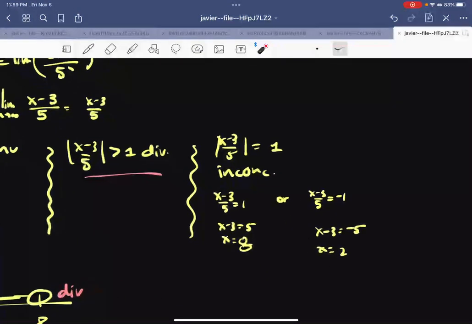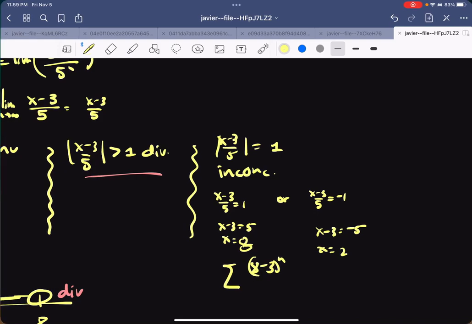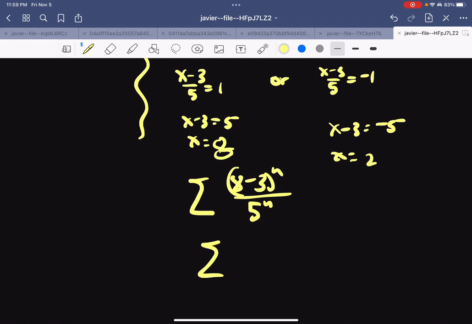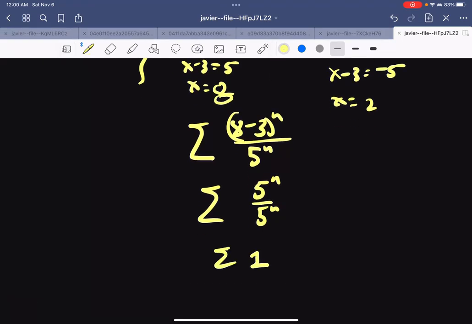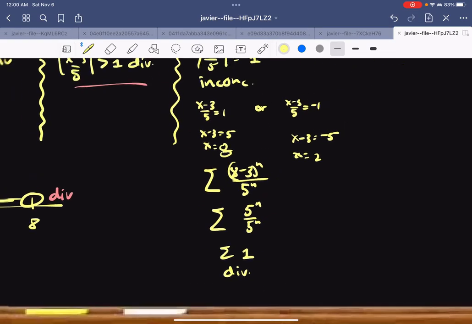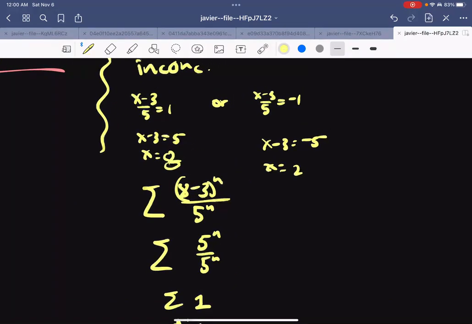So if I put 8 there, that would give me the sum of (8 minus 3) raised to the n all over 5 to the n. And of course, this would give me 5 to the n over 5 to the n, which would just give me the summation of 1s, which would clearly diverge, for example, by the divergence test. On the other hand, if I have negative 2, that gives me (negative 2 minus 3) over 5.